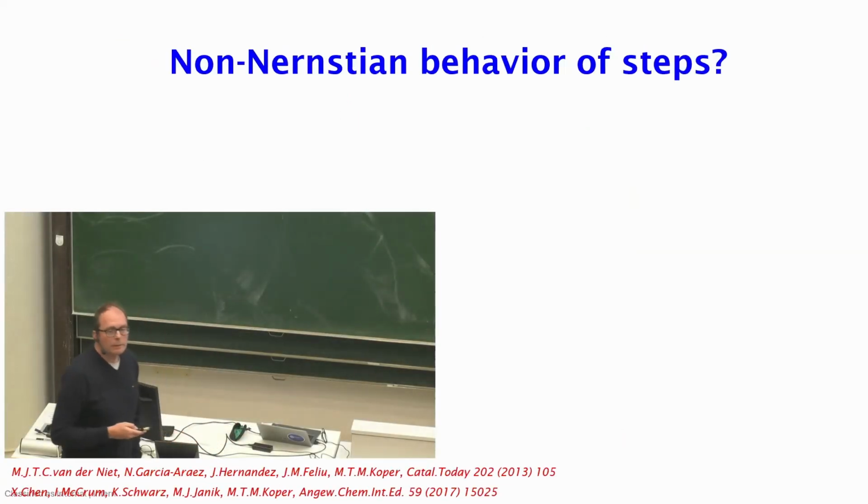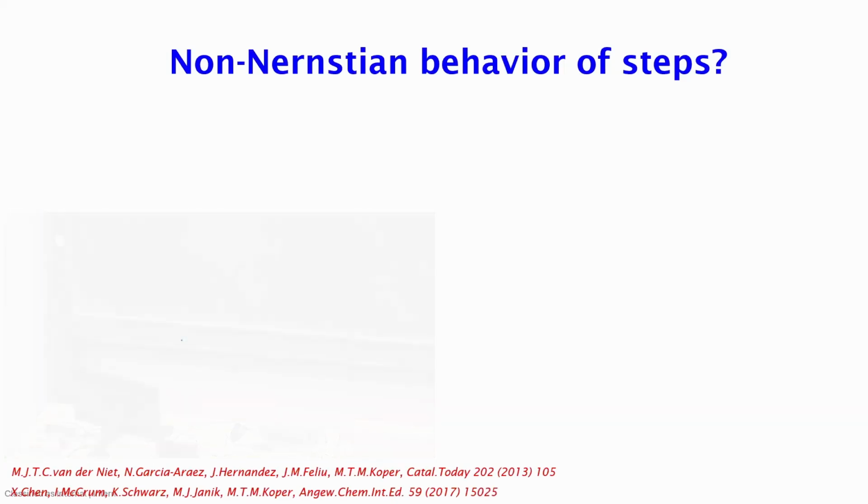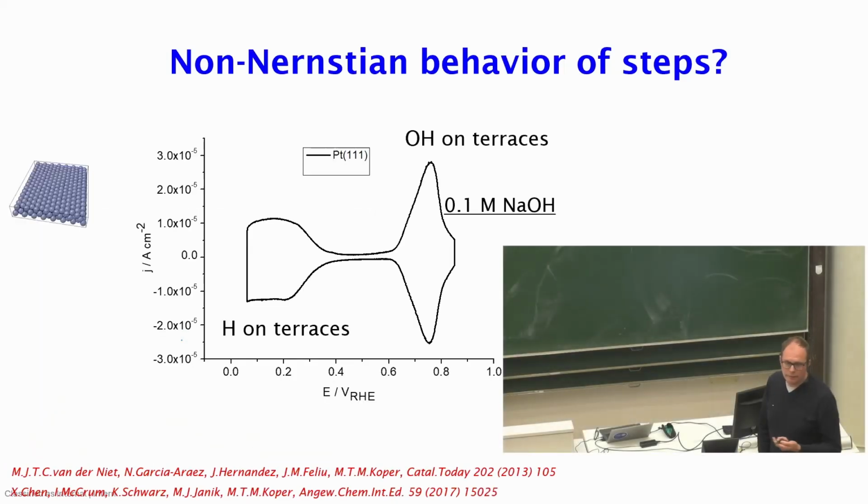Now, one thing is that platinum 111 is a beautiful model surface, but it's not a very good model for realistic surfaces. They will always have steps and defects. And so we're interested in what happens when we start adding steps to this surface.